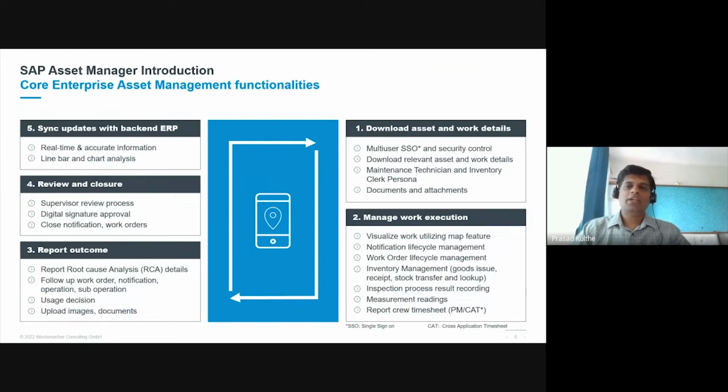Depending on the security role assigned to them, they can download the most relevant and personalized information on their device. That information could be work orders or notifications assigned to them, or assets or materials for a specific plant. Once they have that relevant information on their device, this mobile capability helps them track their day-to-day progress of the work and overall accountability of the work.